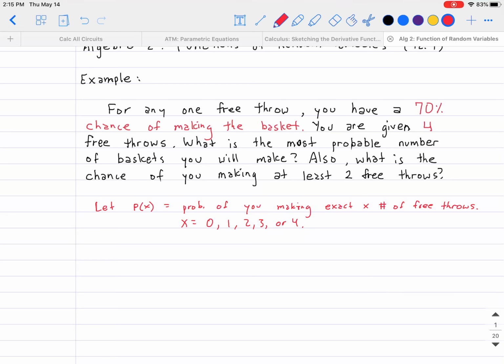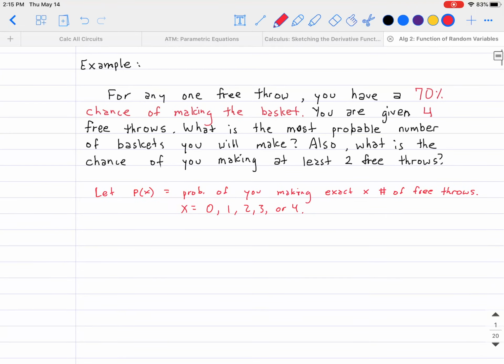Now we're going to solve for each one of these and see what happens. We'll start by solving for p of 0. Keep in mind p of 0 tells me the probability of you making exactly 0 free throws, so you're going to miss every single one of them. The probability of making any free throw is 70%, so the probability of not making a free throw is the negation of that, which is 30%.